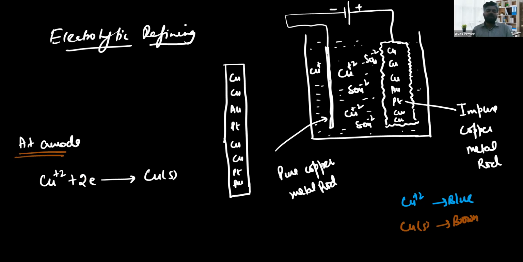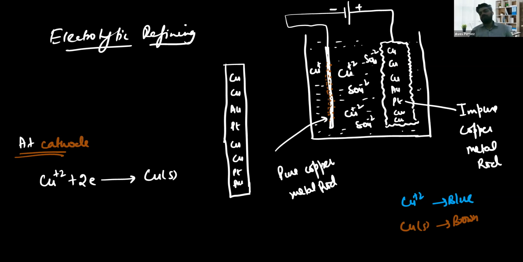At the cathode, which is electron donating in nature, it donates the electrons. Sorry, it is at the cathode, not at the anode. At the cathode, two Cu2 positive ions will get 2 electrons and will form Cu solid. So one by one, these Cu2 positive ions from the solution will start converting into copper solid, and it will keep depositing over the cathode.